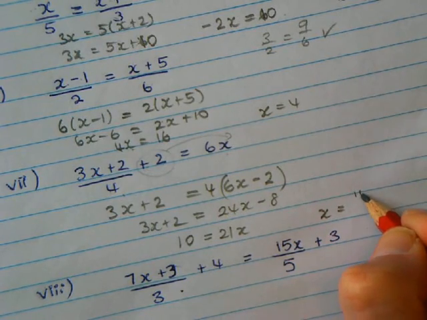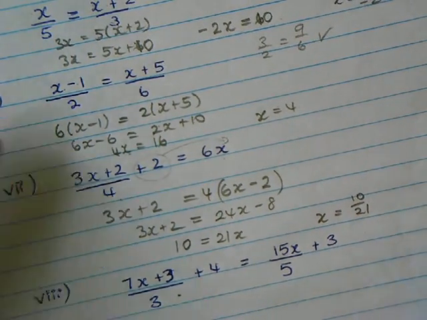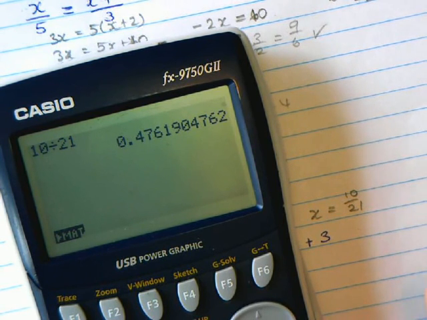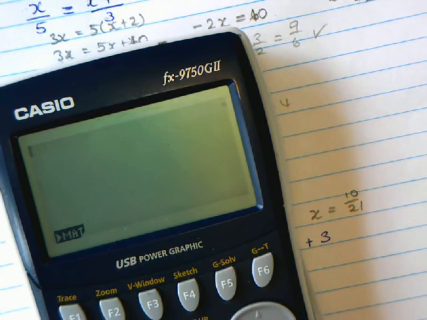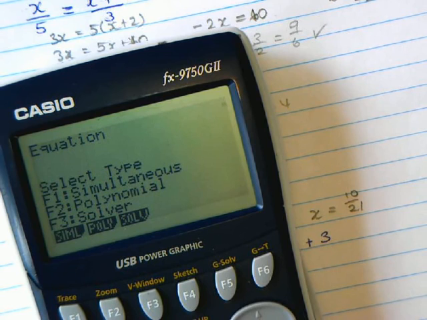That's going to be 21x, and the 8 comes across here. Instead of subtracting 8, equals 10. So therefore x equals 10 divided by 21. And this is definitely one where I'm going to use my calculator. I'm going to go 10 divided by 21 and find out that equals 0.47619.